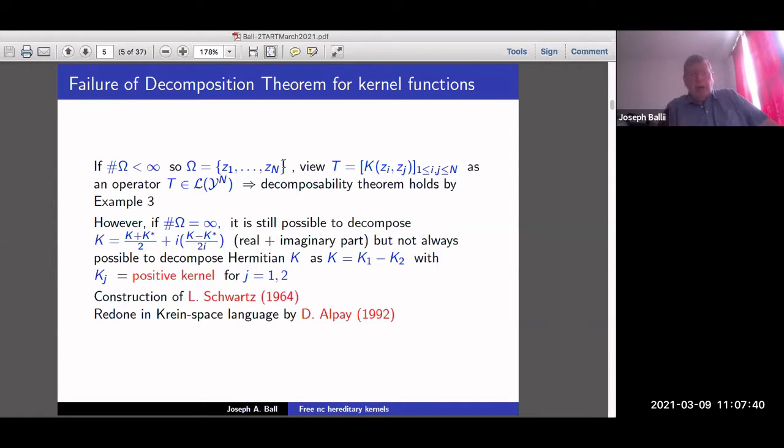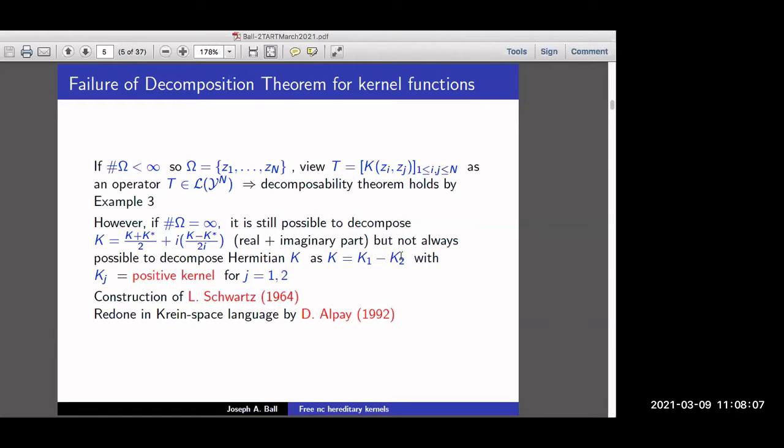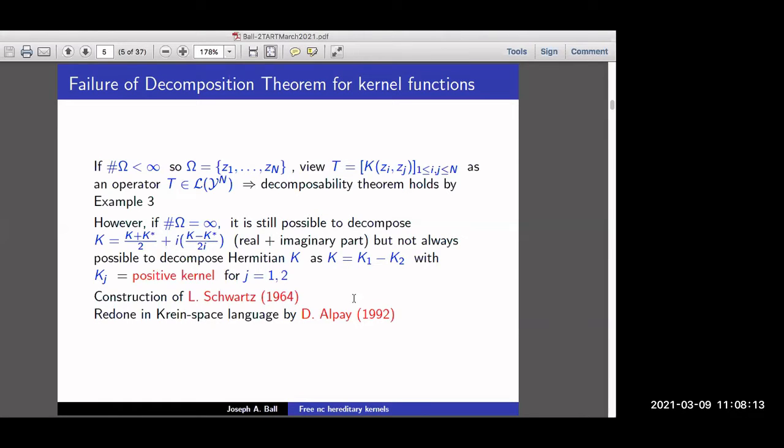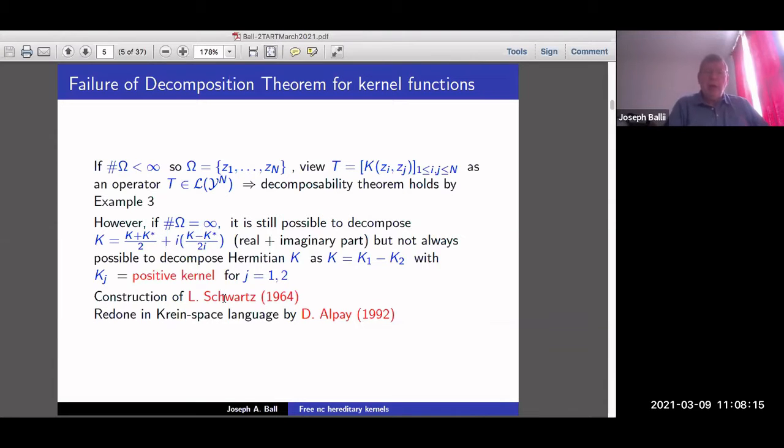However, when there are infinitely many points in omega, it is still easy to decompose K as a real plus i times an imaginary part, but it turns out decomposability fails. You can't take a Hermitian kernel and write it as a difference of positive definite kernels. And this is a construction of Laurent Schwartz from 1964. And Alpay rewrote it in Krein space language. And this is a hard technical result.